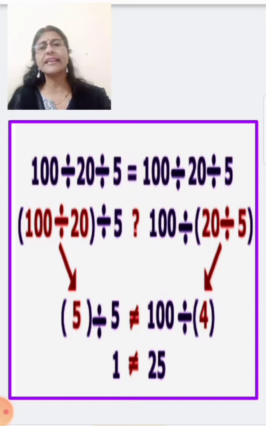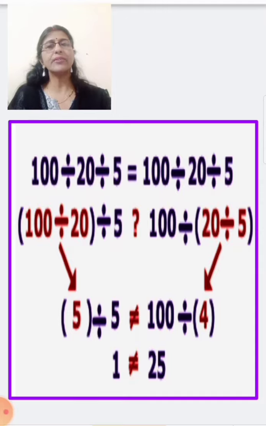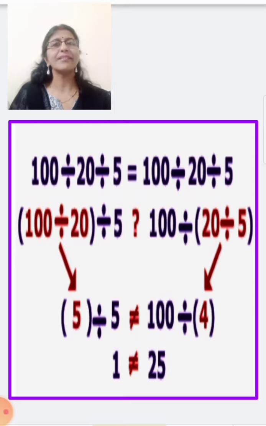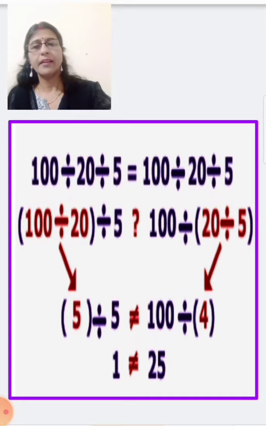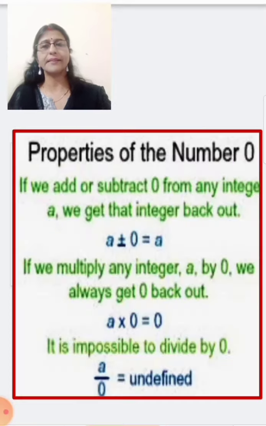Now let us see the first case. 100 divided by 20 is 5. And 5 divided by 5 is 1. Now here you can see 100 ÷ (20 ÷ 5). So 20 divided by 5 is 4. And 100 divided by 4 is 25. Now can you say 1 is equal to 25? No, 1 is not equal to 25. This tells that division is not associative for integers.